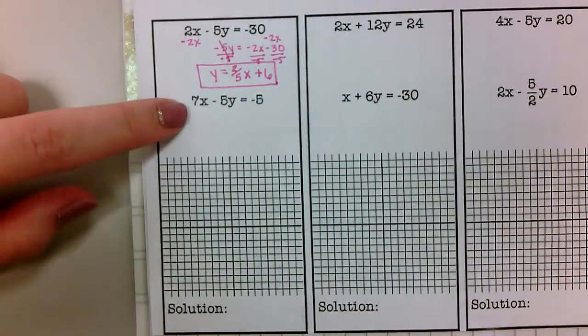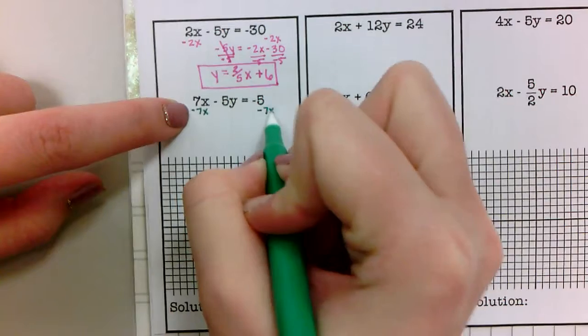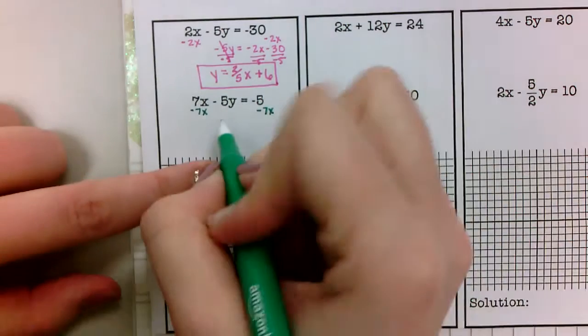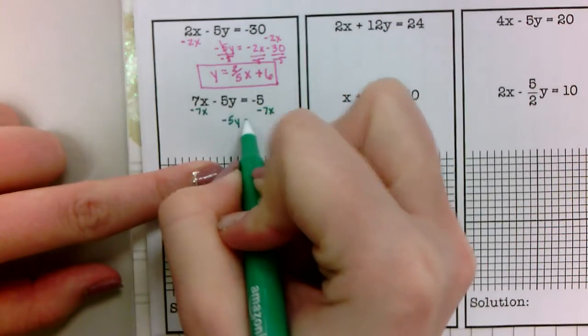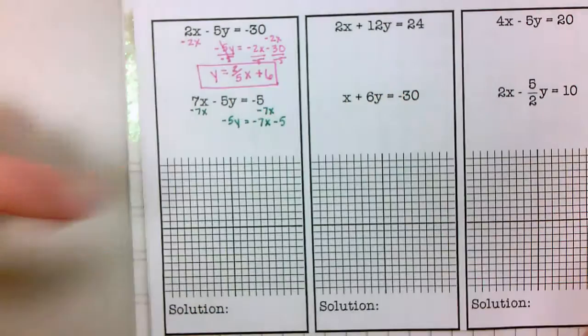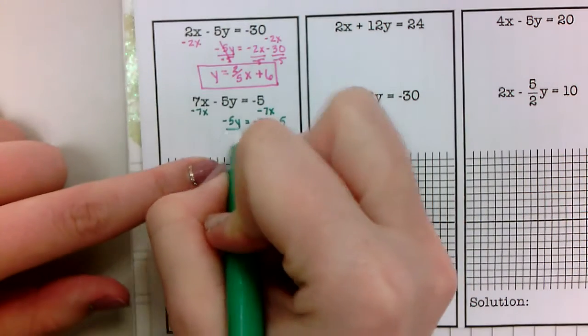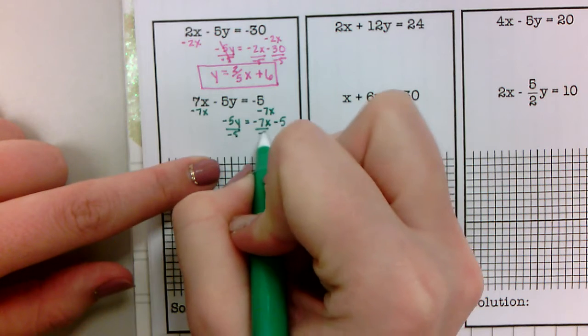So I'm going to do the same thing with this equation. I'm going to move this x value over here. I cannot combine those. They're not like terms. So I have negative 5y equals negative 7x minus 5. I always want the x to come first if we're trying to get it in that format. And I'm going to divide that negative 5 away.